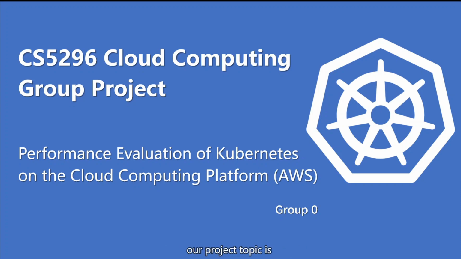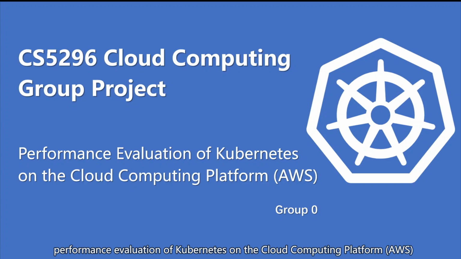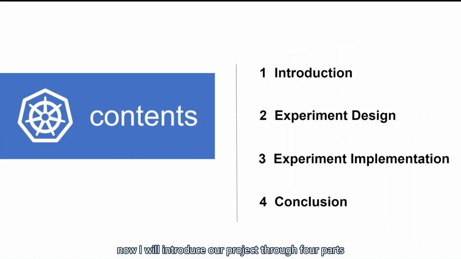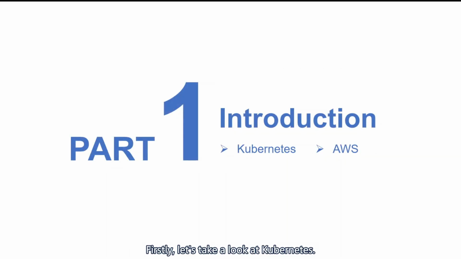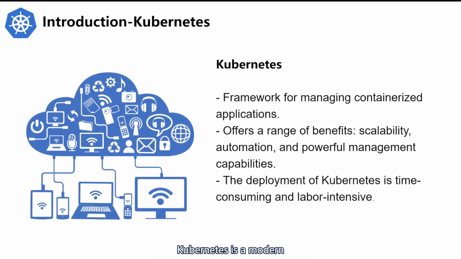Our project topic is performance evaluation of Kubernetes on the cloud computing platform, AWS. Now I will introduce our project through 4 parts: introduction, experiment design, experiment implementation, and conclusion. Firstly, let's take a look at Kubernetes. Kubernetes is a modern containerized application management tool with plenty of advantages.